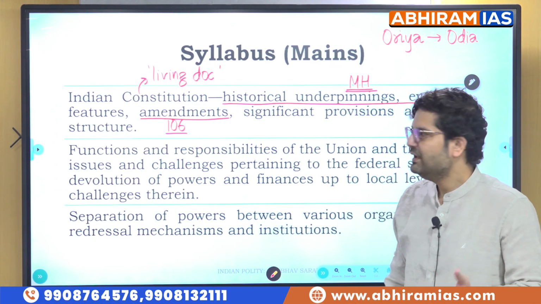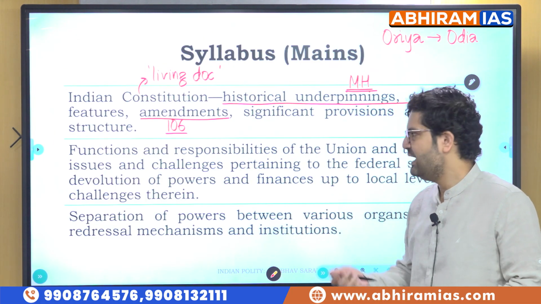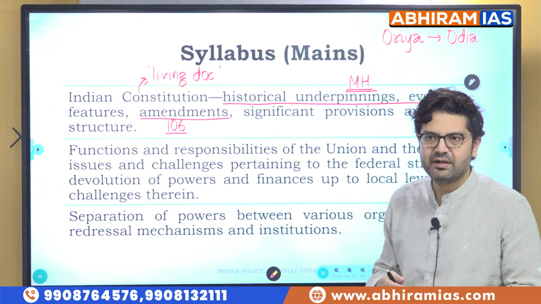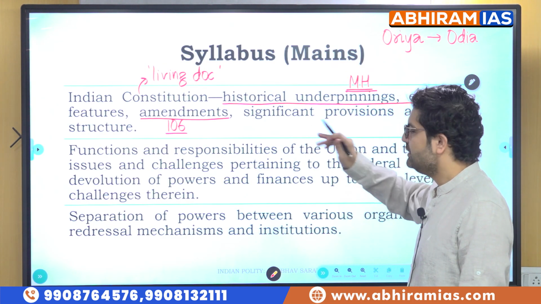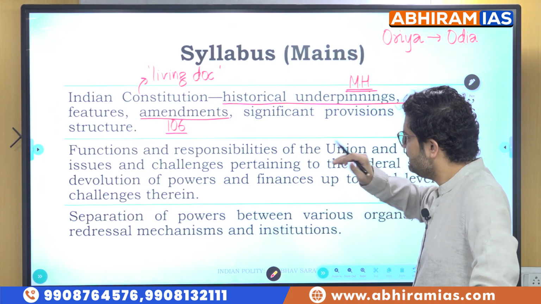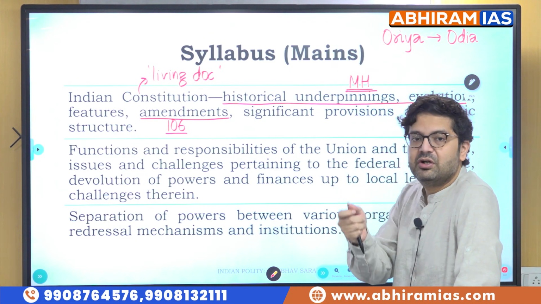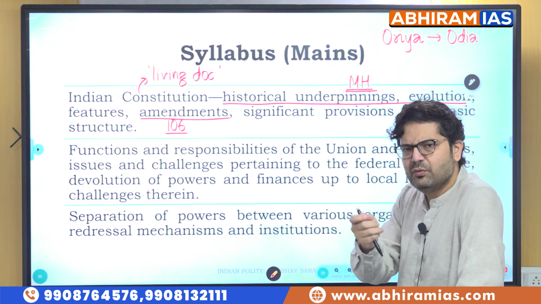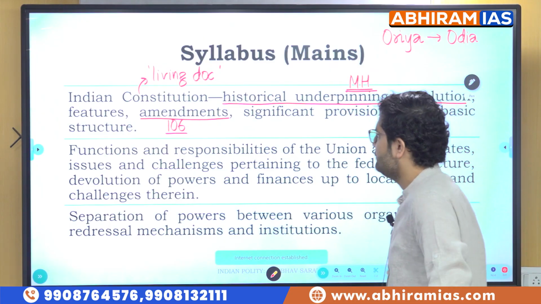So my point is that not all amendments are important. Some are important, some are not. As and when the time comes, we will see which ones are important. Is the point clear? Then the syllabus itself says significant provisions. The important ones only, not all the provisions. Few are required to be known. And then something called basic structure.